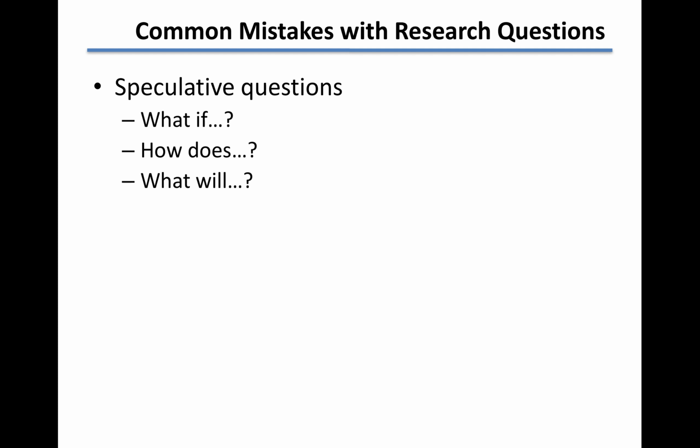One of these mistakes is speculative questions. What if, how does, what will? These are sort of what I like to call crystal ball questions. They're questions we'd love to know the answers to, but we really can't attack with the types of methods we'll be using. So we don't really like to ask these types of questions, because the methods that we use don't help us answer them. Yes or no questions, right? If you can answer your research question with a yes or a no, it's not a good research question.